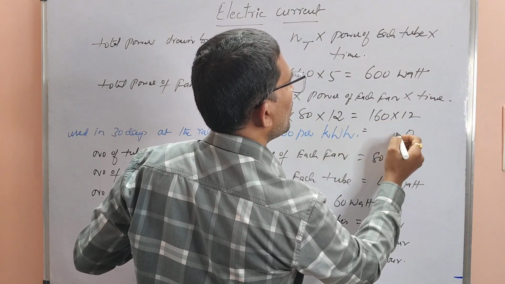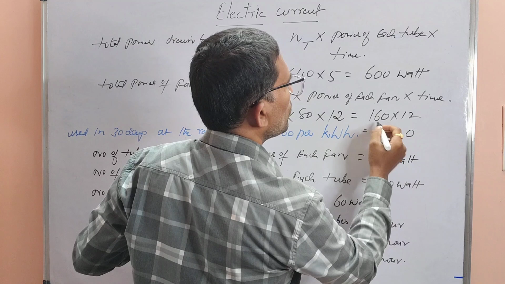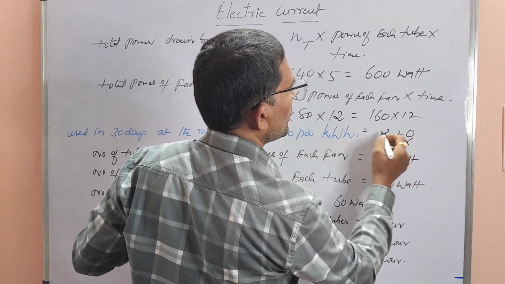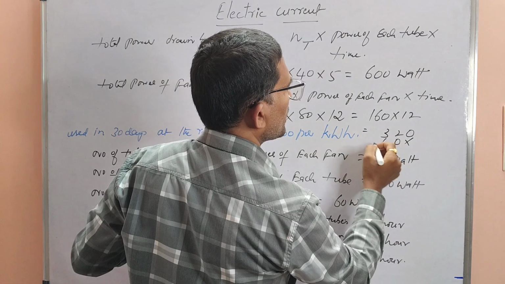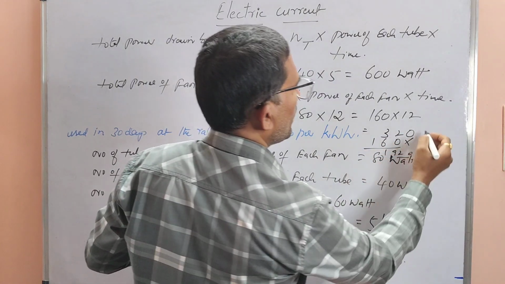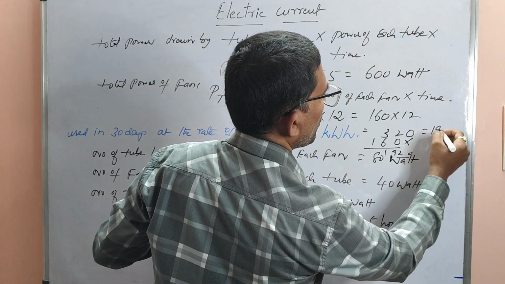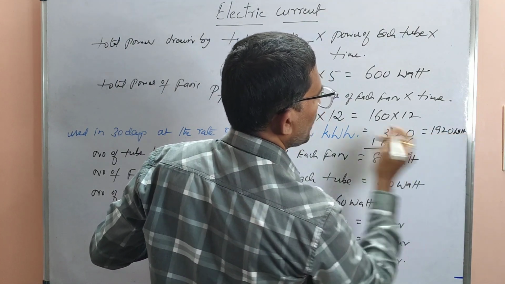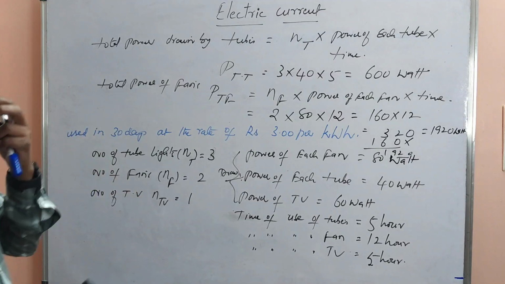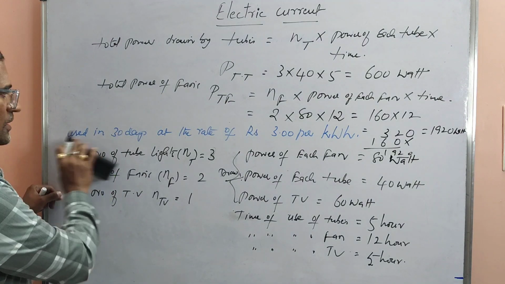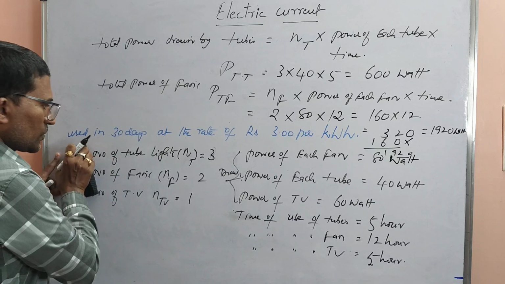Multiplying, how much are you going to get? There is a 0, then 12, 2, 1, and 3. After that you are going to get 0, 6, 1. That is 1920. The value of total power of fans is 1920. Next one. Now I will erase this part.